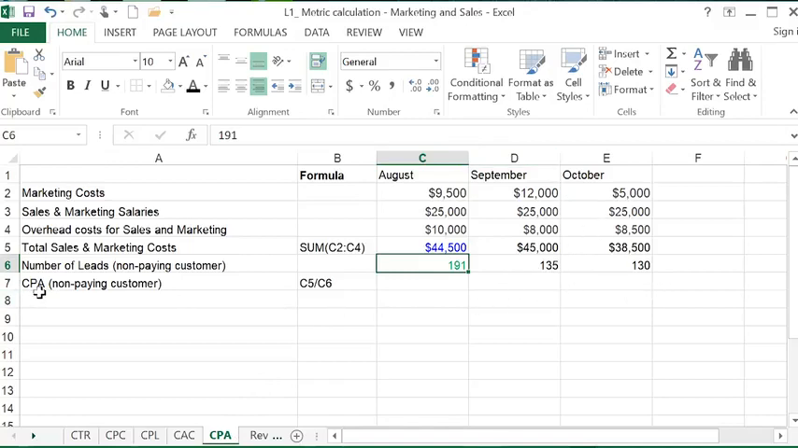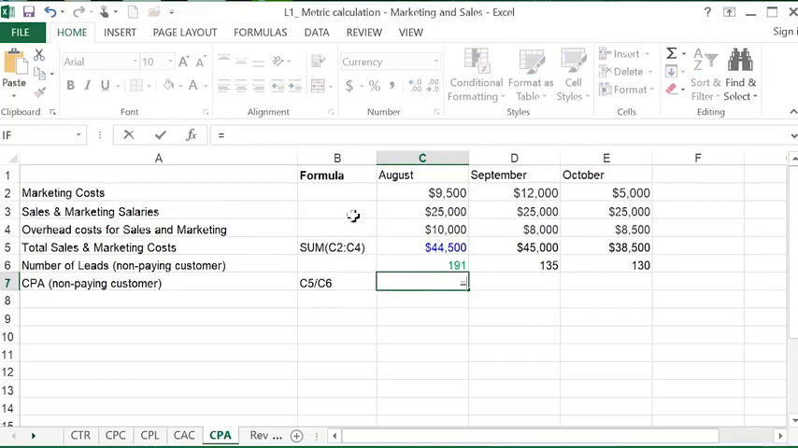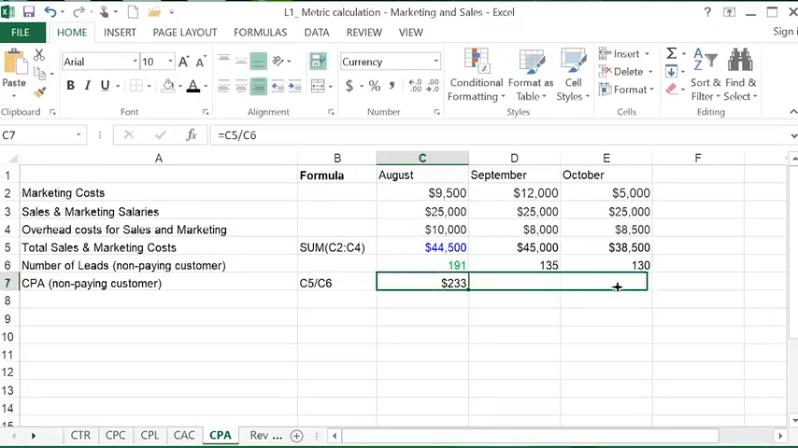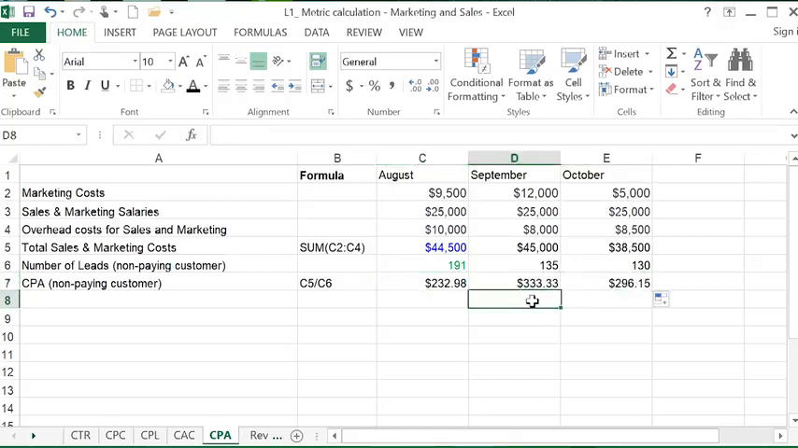So to calculate the cost per acquisition, remember, these are the non-paying customers. You just take the total sales and marketing costs. So that's marketing costs, sales and marketing salaries, and overhead costs divided by the number of leads. So this will be this value over the number of leads. And that gives you the cost per acquisition, or the amount of money you spend on acquiring a non-paying customer, a customer that may turn into a lead.